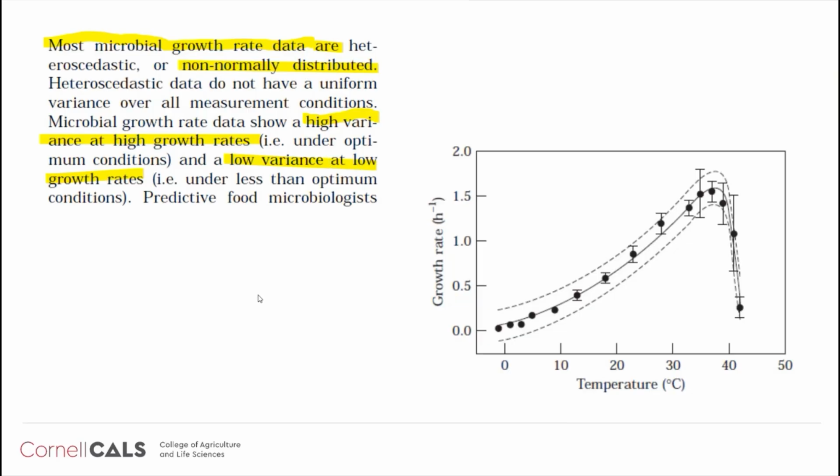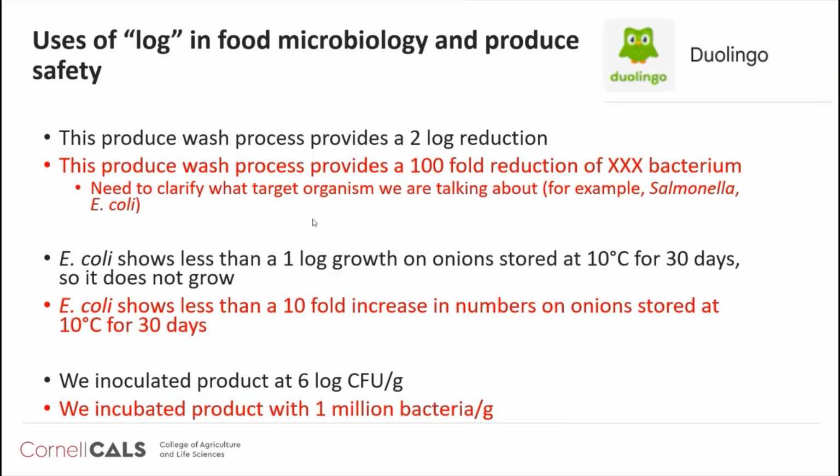So what are some of the specific uses of log in food microbiology? And I'm going to also translate those for you. I talked about how this produce wash process provides a 2-log reduction. That really says this produce wash, or this process, gives me a 100-fold reduction of a specific bacteria. So we have two issues with this statement. A lot of people won't easily know what a 2-log reduction is, that it's a 100-fold reduction. The second is that we sort of assume it's a universal 2-log reduction.